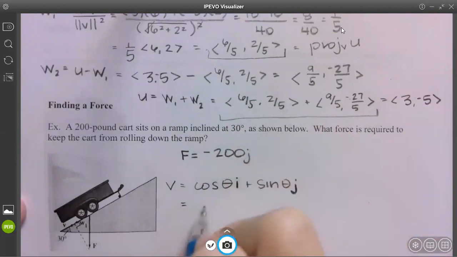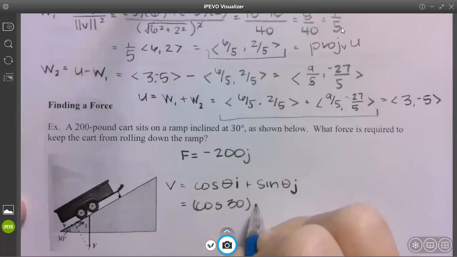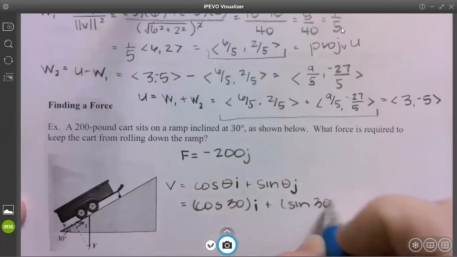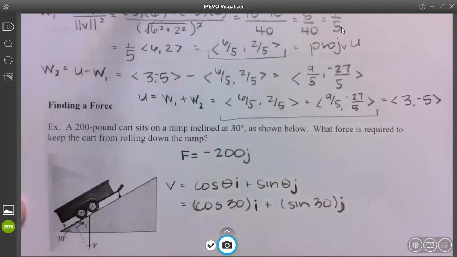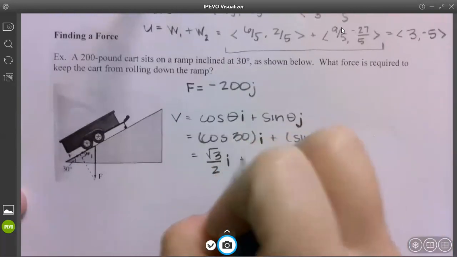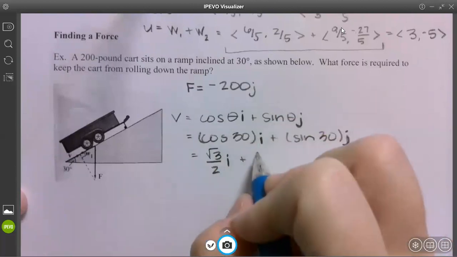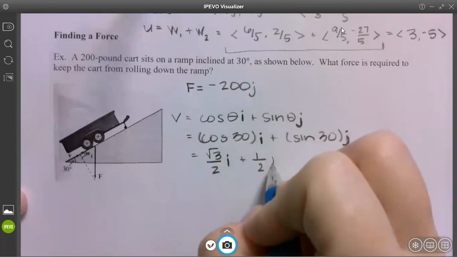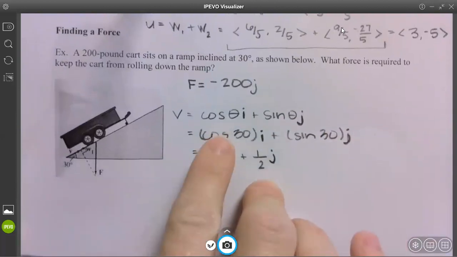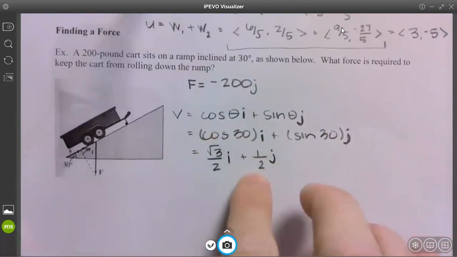Our theta is 30 degrees. So cosine 30 times I plus sine 30 times J. Cosine 30 is the square root of 3 over 2. That's going to go with I. Sine 30 is 1/2. That's going to go with J. And again, these come from the unit circle, the X coordinate of 30, and then the Y coordinate of 30.